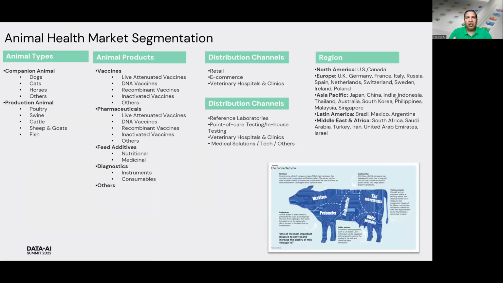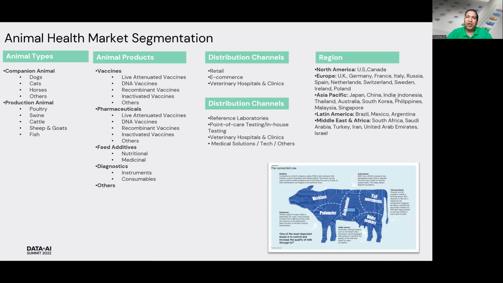Now, when I talk about animal health market, it's broken down by these facets. The animal types, production animal like in poultry and cattle, or companion animals like pets, dogs, cats, horses, etc. Animal products, which have vaccines, pharmaceuticals, feed additives, diagnostics, and many others, right, to look at from product angle.